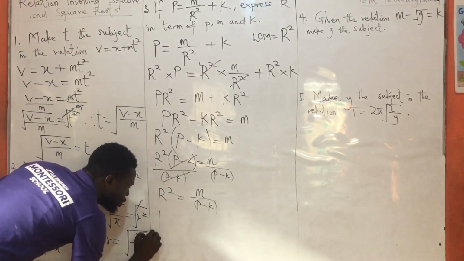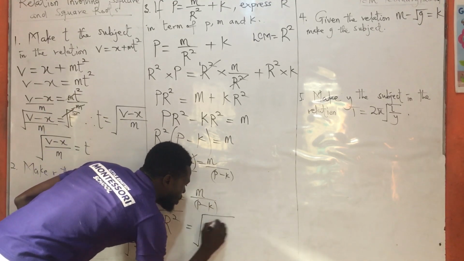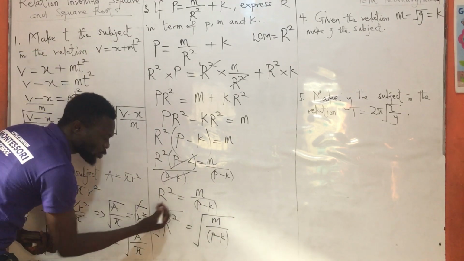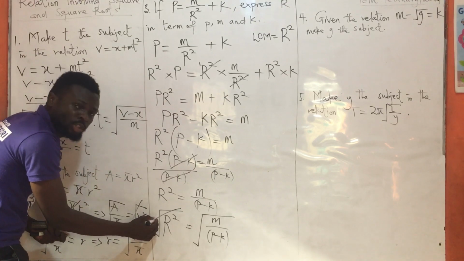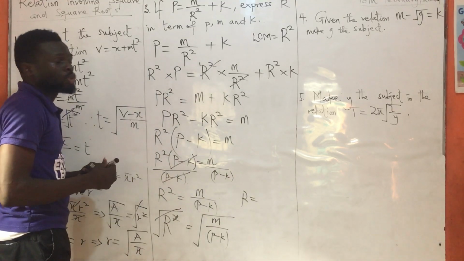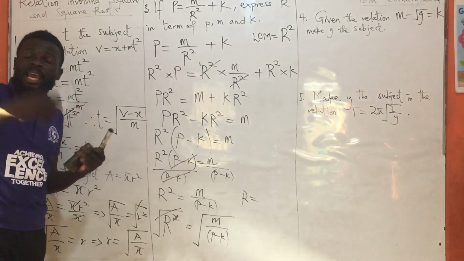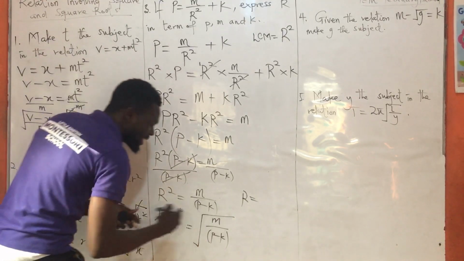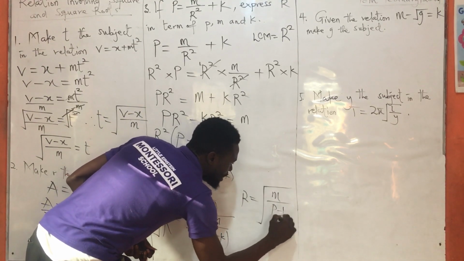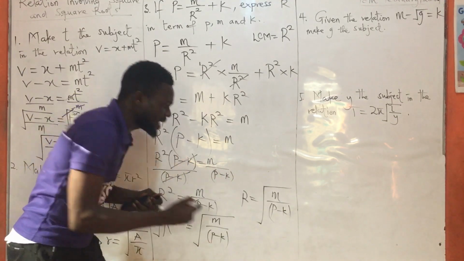So I am going to introduce the square root on the left hand side, and I'll do the same thing on the right hand side, m over p minus k. Now once I introduce the square root here, this square root that I've introduced will cancel the square. And now what am I left with? I'm left with r. So now I am trying to express the r in terms of p, m, and k. So r is equal to the square root of m over p minus k. And now I have been able to make r the subject.